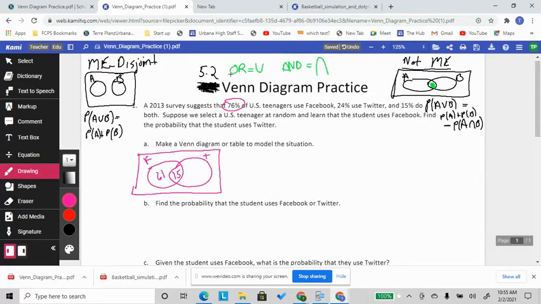Let's use Twitter. 24% use Twitter. 24 minus 15 is 9%. I'm just leaving these as percentages for right now. You can change them to decimals if you want. Now, every Venn diagram has to be 100. So if I add these up, then the outside of this that don't use either Facebook or Twitter is 15%. All right, so there's my Venn diagram.